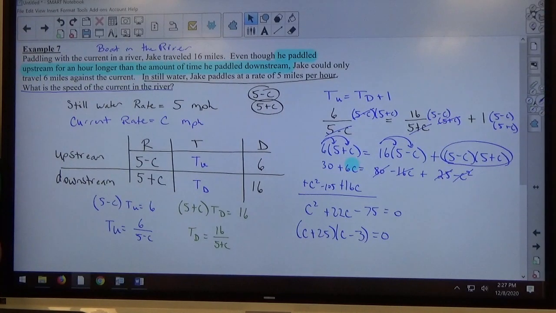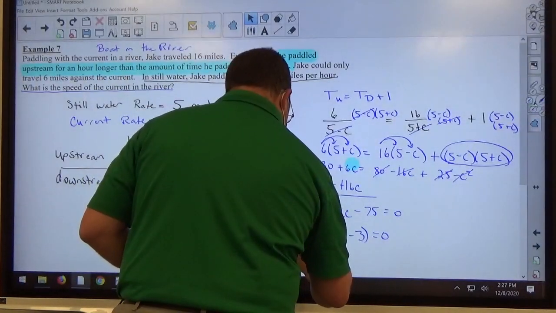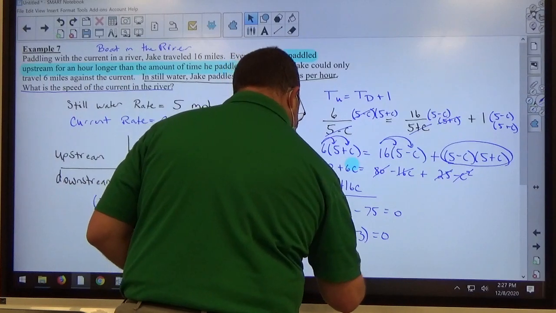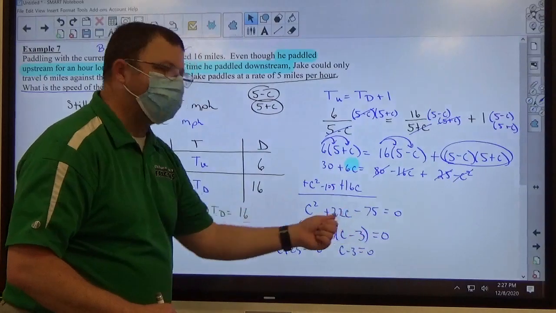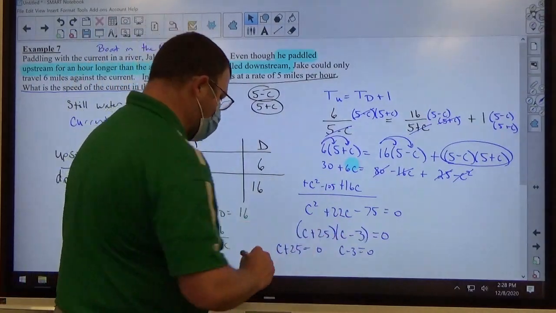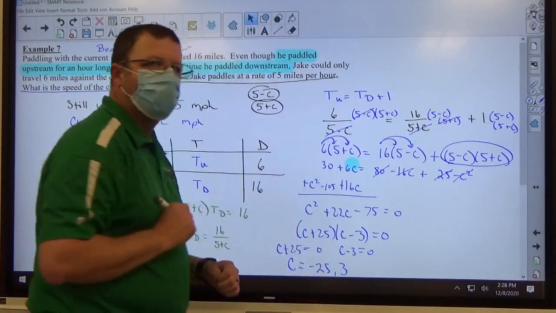It's 1 times 75, 3 times 25, 5 times 15. It's not that hard to find a few pairs of numbers that multiply to make it. Just go through the basic ones, and if you happen to find it, that's great. So that means either c plus 25 equals 0. Remember, after you factor, you always set it equal to 0 to figure out what the answers are. So even though positive 25 and negative 3 are the correct pair of numbers, when I go to solve it, I move the 25 across, it becomes negative, move the 3 across, it becomes positive. So c is equal to either negative 25 or positive 3.